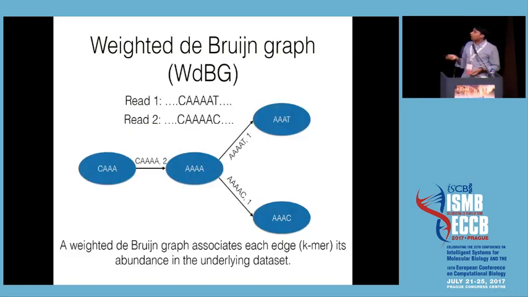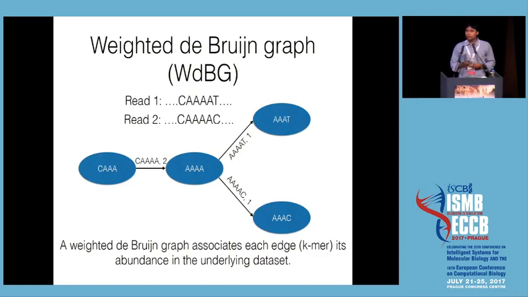A weighted de Bruijn graph looks similar to a standard de Bruijn graph. However, now all these edges have an abundance associated with them, which is the weight of that particular edge in the underlying data set. So in this example, the edge CAAAA appears twice in the couple of reads, so its abundance is 2, whereas other edges appear only once, so their abundance is only 1.